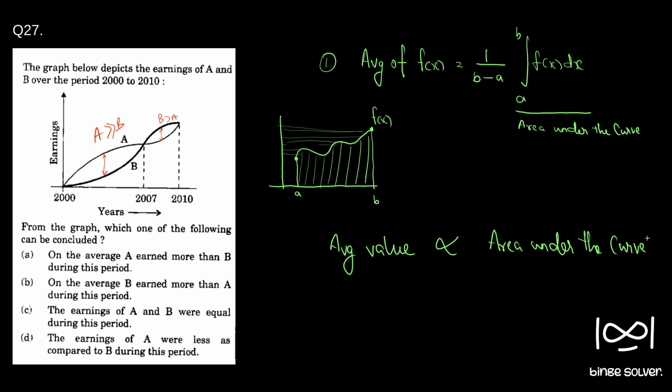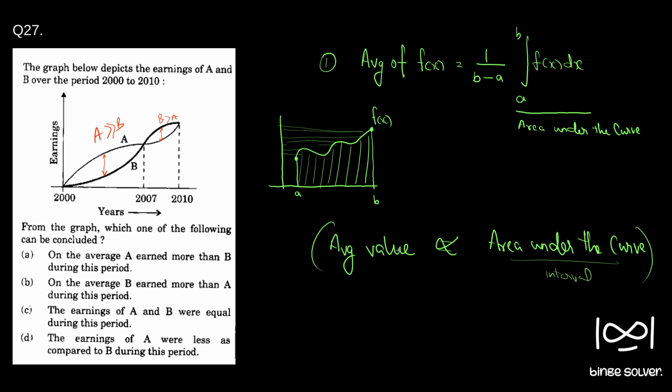Okay, see, it's not proportional, it is area under the curve by interval. So here the interval is b minus a, here 2010 minus 2000. But since we are taking the interval in both cases, when we compare the area under the curve A and the area under the curve B, the interval is the same, 2010 to 2000. So that doesn't matter. The only thing you have to remember is that the average value is equal to the area under the curve divided by the interval.